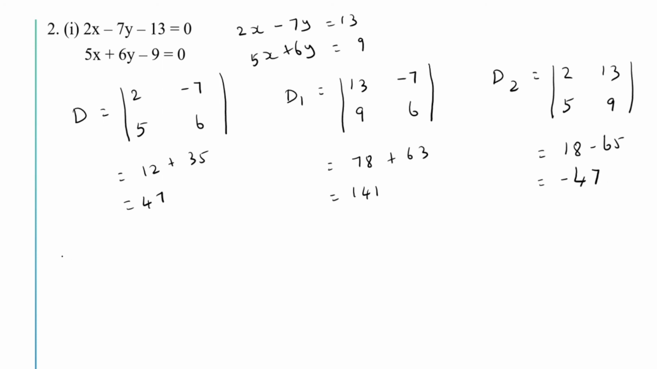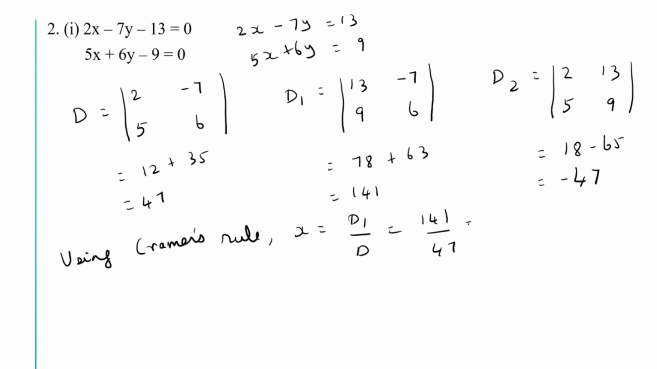And now, using Cramer's rule, we have x is equal to d1 by d. So it is 141 divided by 47. It is equal to 3. And y is equal to d2 by d. It is equal to minus 47 by 47. It is equal to minus 1. Therefore, x is equal to 3, y is equal to minus 1.